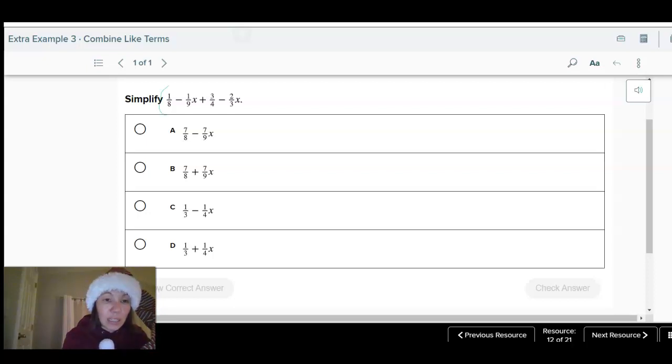First of all, 1/8 is a constant, and there's another constant, positive 3/4. So 1/8 plus 3/4 would be 1/8 plus 6/8 if we got a common denominator, which is 7/8. So automatically, that eliminates 2 of these answer choices.